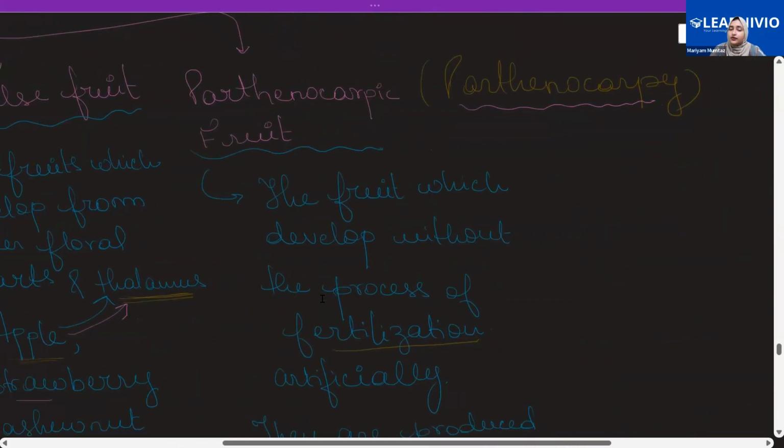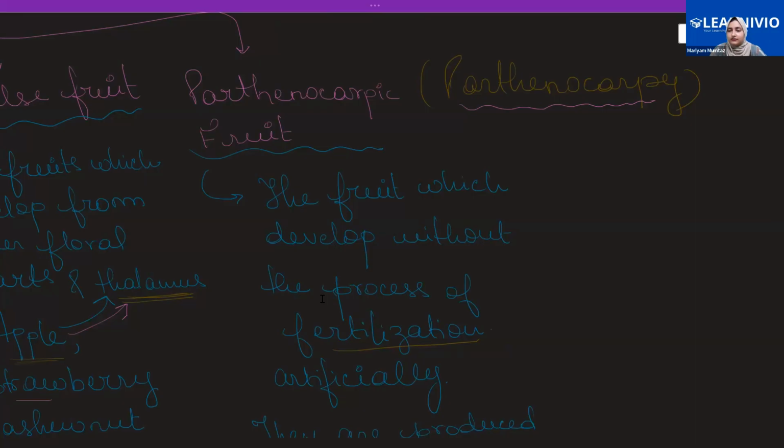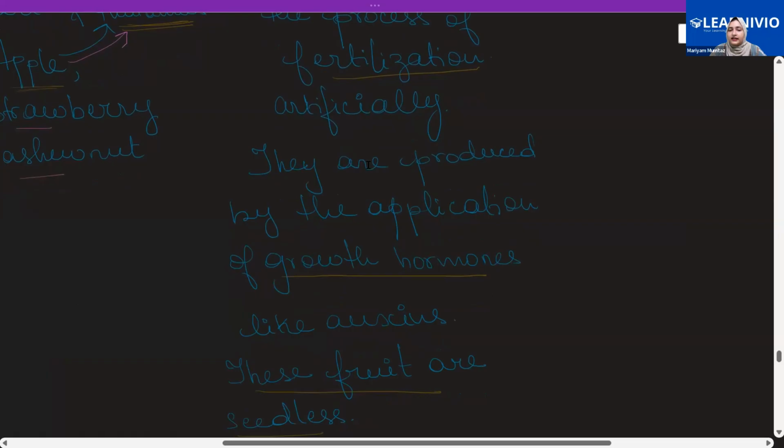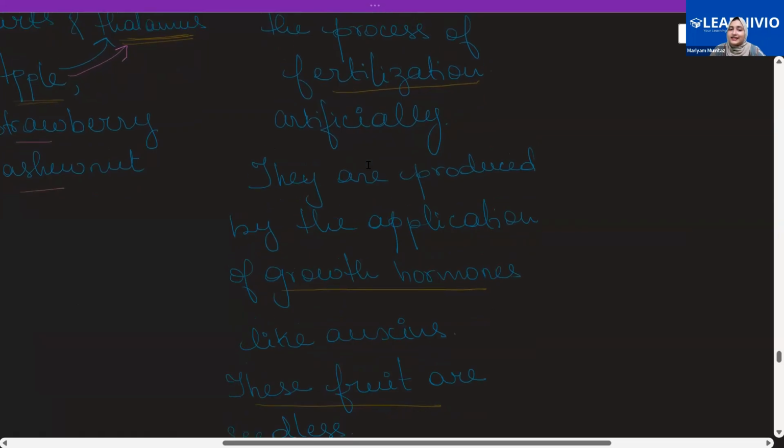And then those fruits, which are the most unique ones, that you can develop without fertilization, without sexual reproduction. Parthenocarpic fruit only. This phenomenon is called parthenocarpy. Bananas are an example.